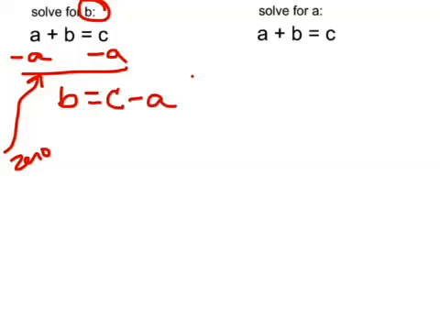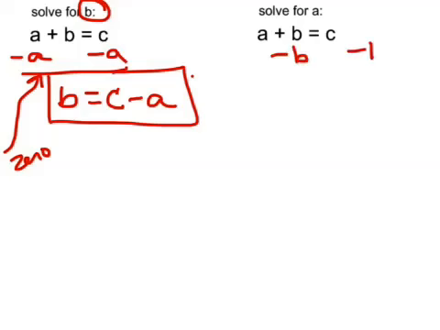Now that's all we can do. We can't simplify c minus a. c minus a is c minus a, so that's all we can do. The answer is b equals c minus a. We have solved for b. On this next one, let's solve for a. To solve for a, you're going to have to take b away from both sides. Now a has been solved for, and it is c take away b.